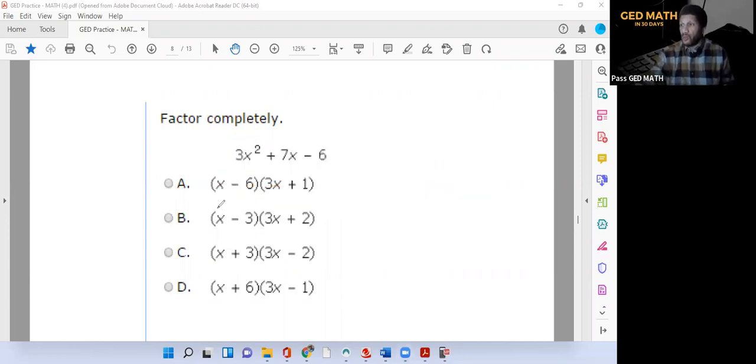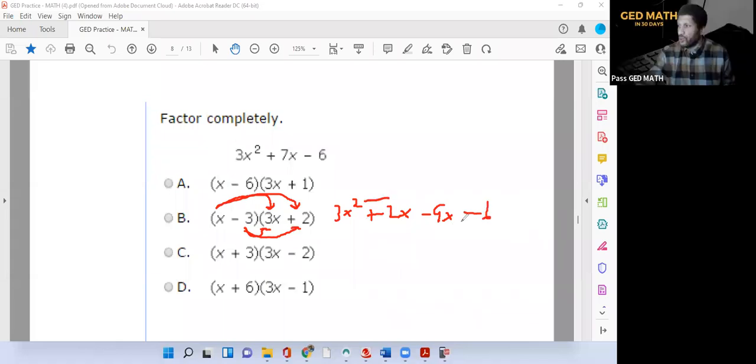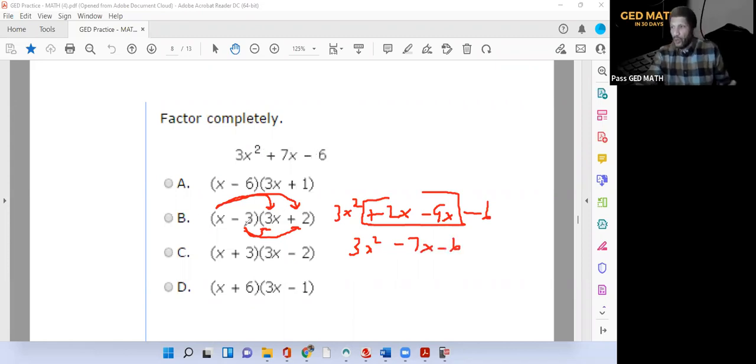Boom. I go to my next one, 3x squared plus 2x minus 9x minus 6. When I combine my two terms, I get 3x squared minus 7x minus 6. Is that what we need? No, so it's not B.